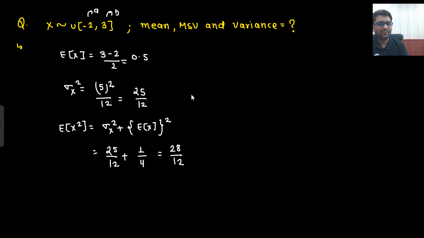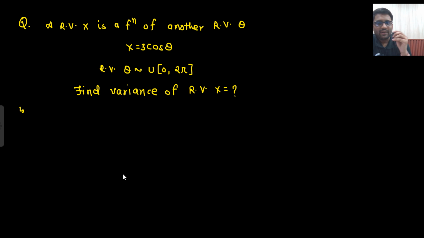Okay, very simple thing, very straightforward. Uniform random variable is very straightforward, right? Now x is a random variable. X is a function of another random variable theta. Okay, x is also a random variable, theta is also a random variable. Now about theta, what is given? That random variable theta is uniformly distributed between 0 to 2 pi.